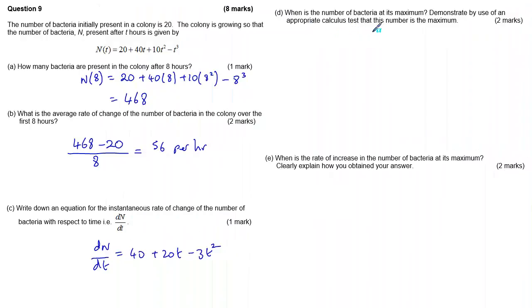When is the number of bacteria at its maximum? Demonstrate by use of an appropriate calculus test that this number is the maximum. So to find when, we put dn/dt equal to 0. So that's going to be 40 plus 20t minus 3t squared equals 0.